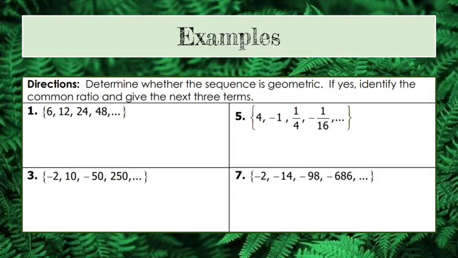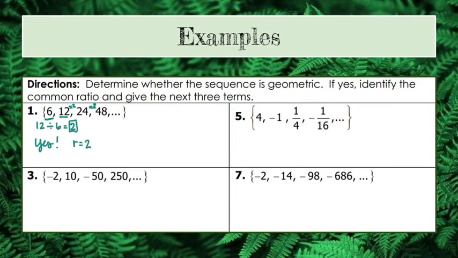The directions say to determine whether the sequence is geometric, and then if yes, identify the common ratio and give the next three terms. So first we decide, is this geometric? And to do that, we are going to do 12 divided by 6, so this one divided by this one. That equals 2. So now we want to see if we multiply each term by 2, do we get the next term? And yes, we do. So yes, this is a geometric sequence, and the common ratio is this number that we found here.